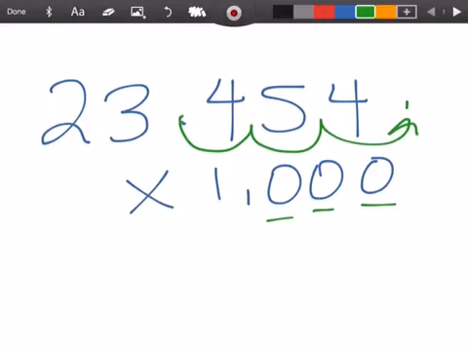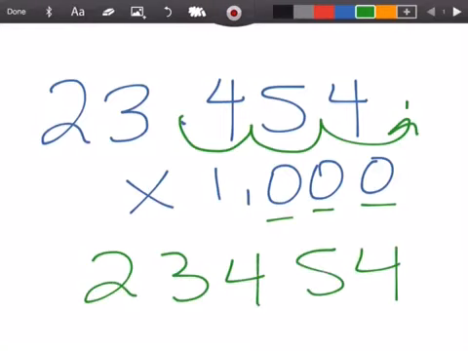Now I'm going to rewrite my number, and I make sure to put my comma in. 23,454. We have no tenths, hundredths, or thousandths left over. We are left with a whole number.